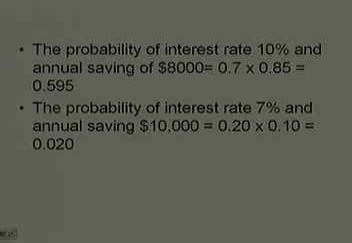The probability of interest rate 7% and annual saving $10,000. Note the term "and". So 7% and a saving of $10,000. You can find it out from the decision tree. It is 0.2 multiplied by 0.1, which gives 0.020. That means there is a very low probability that interest rate is going to be 7% and your saving is going to be $10,000. But this is a likely possibility, although the occurrence chances may be low.